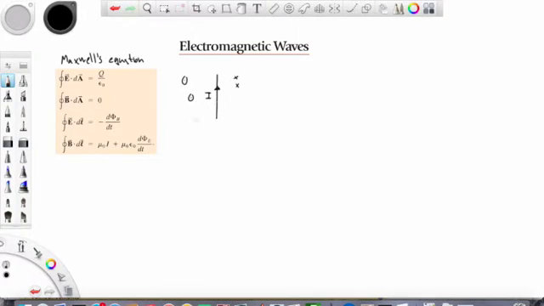Now, what happens if the current wouldn't be constant, but it would be changing as a function of time? That is, the magnitude of it changes or even the direction. In that case, we have a changing current, which means that we have a changing magnetic field.